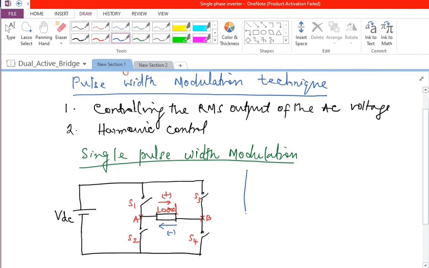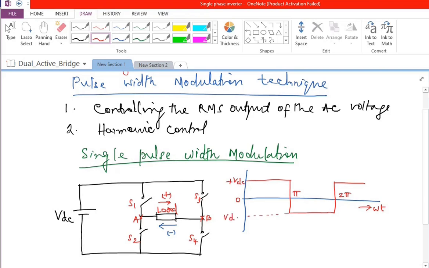Normally what we expect is if it is a square wave inverter, for the complete positive half cycle, we are going to have a positive voltage, and for the negative half cycle, we are going to have a negative voltage. And this is going to repeat itself like this. So this is omega t, this is 0, this is pi, and this is 2 pi. This is the way we normally look at the waveform when we are having square wave inverter. And this will be plus VDC and this will be minus VDC. And what we are drawing is load voltage or VAB, a voltage across the load.